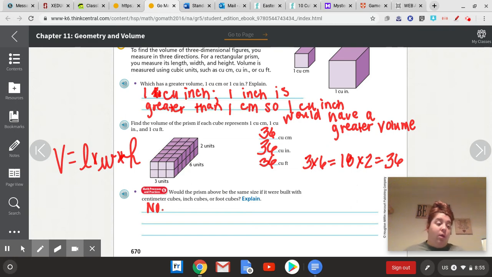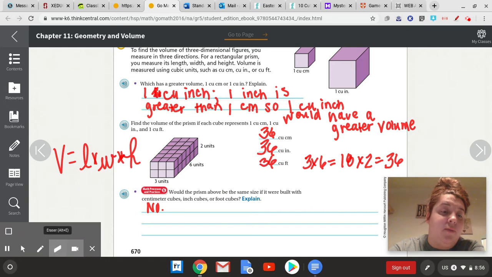So what you want to think about, and this is what you can start writing, the prisms would have the same number of cubes inside of them, but all the cubes themselves would be different sizes, all right? So the centimeter one would be very small, the inches one would be right in the middle, and the feet would be very large, all right? So that's your explanation for that bottom question right there.